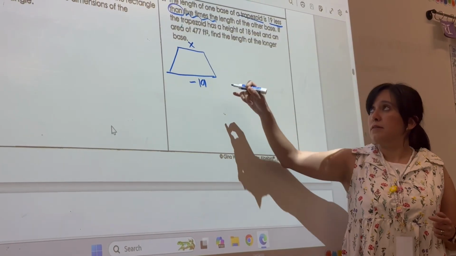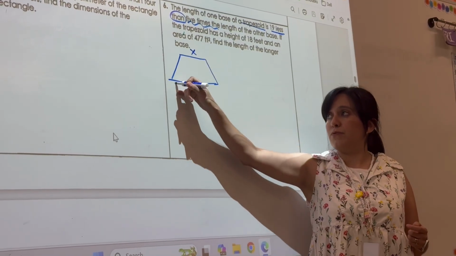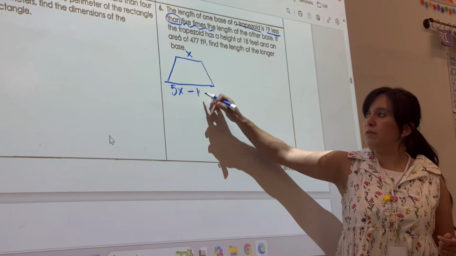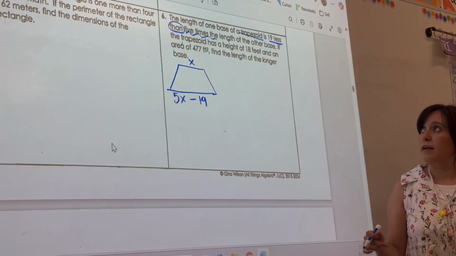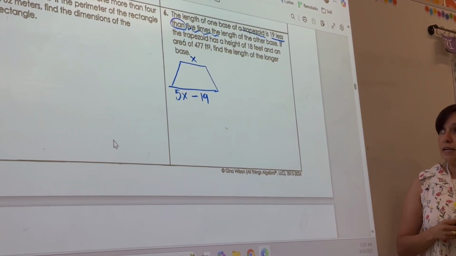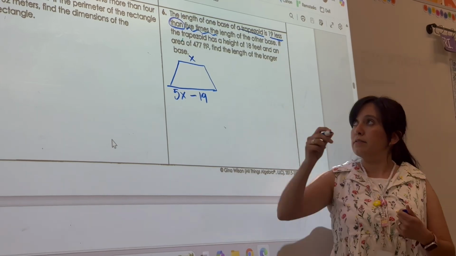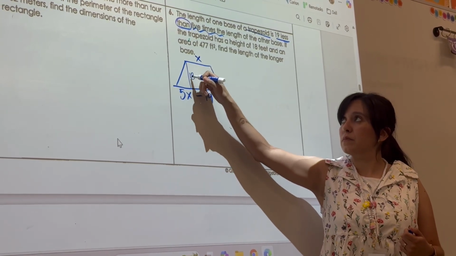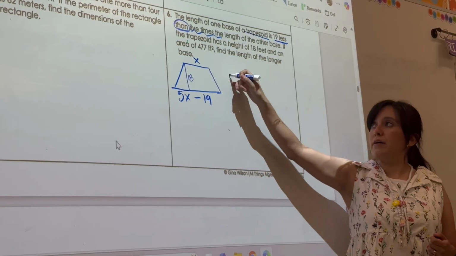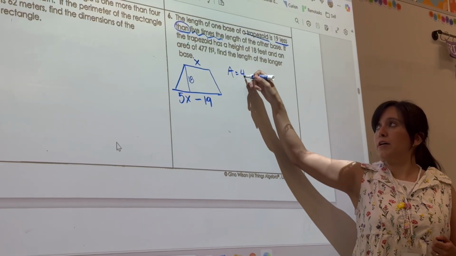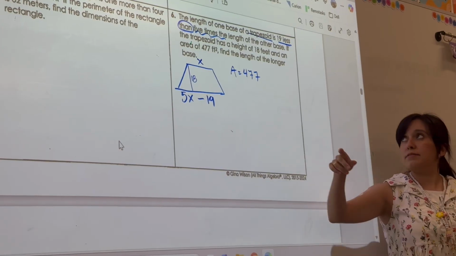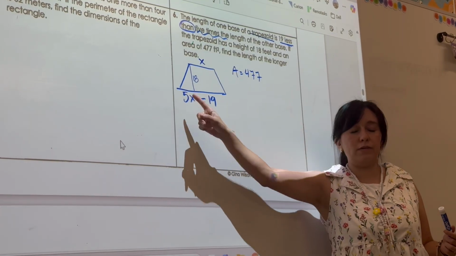5 times the length of the other one. So 5x. Everybody agree? Any questions? No. Okay. If the trapezoid has a height of 18, so this is 18, and an area of 477, find the length of the longer base, this one, right?